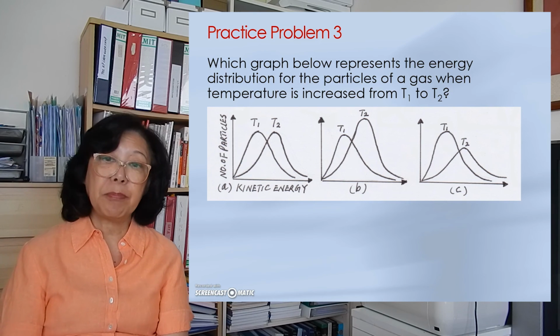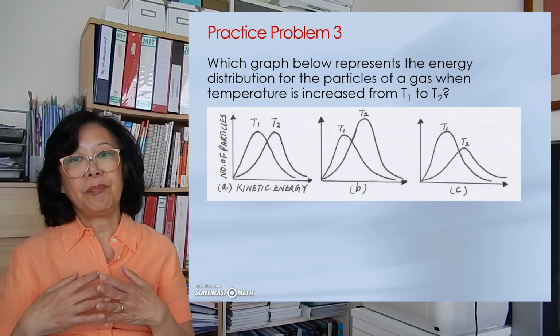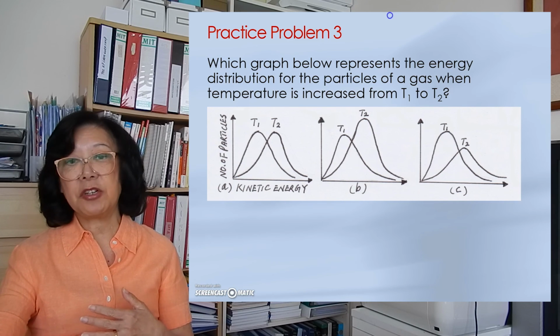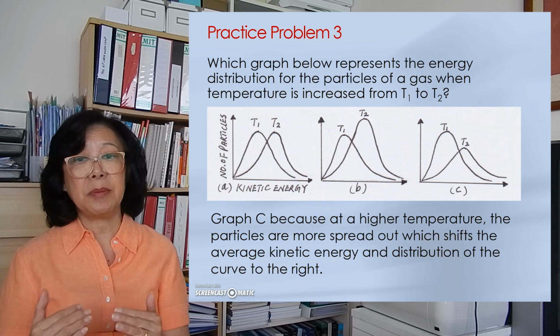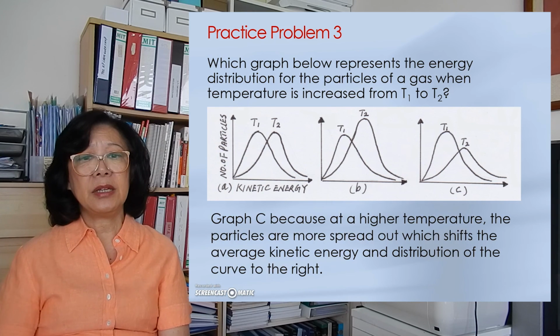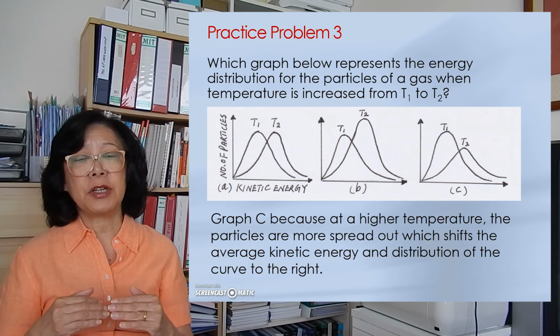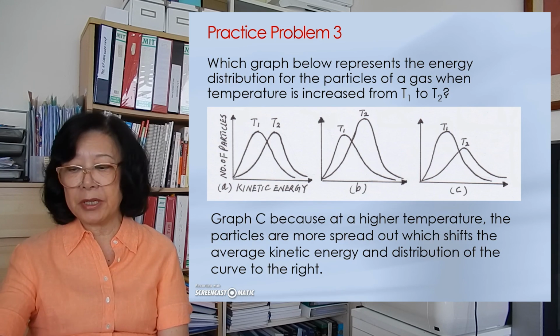Now, I would never pick B because the population becomes greater, and it's supposed to be maintained the same, so it wouldn't be B. And in A, the distribution curve did not get spread out more, so I would pick C.